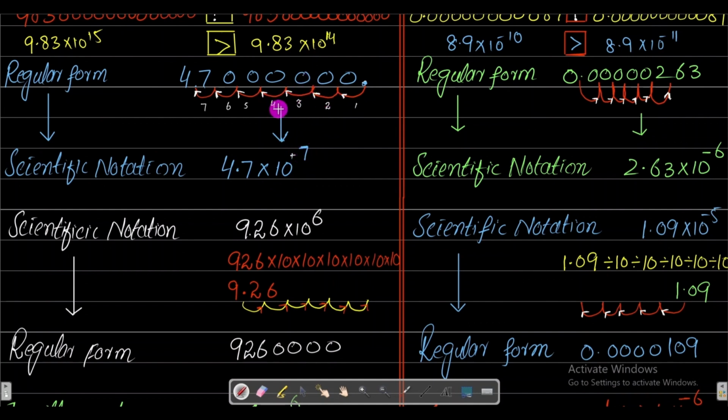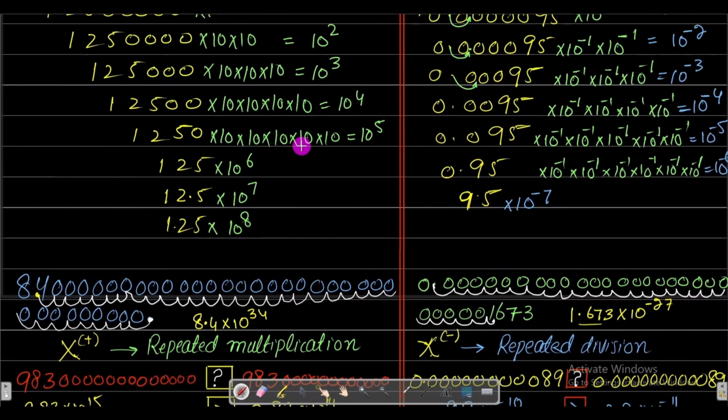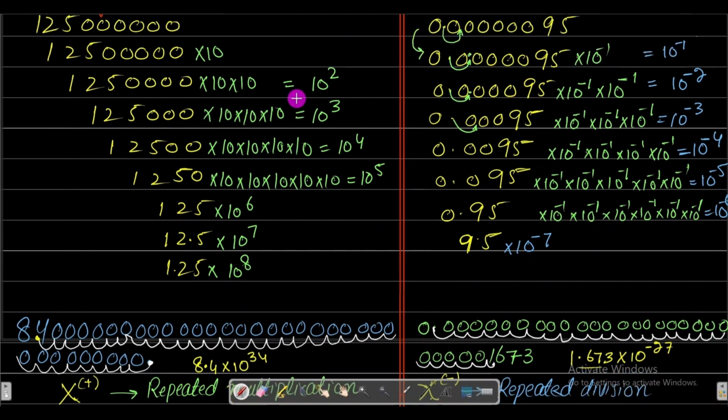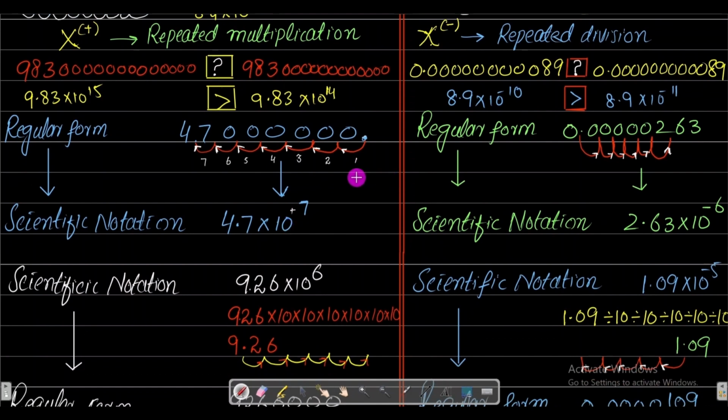Here we know that this plus actually represents the repetition of multiplication, and the repetition of multiplication is with the larger number. So here, how many steps have we taken to reach the point between the 4 and 7? These steps are 7. So we will write that number of steps in the exponent of this 10, and these are the non-zero digits. This is also called the mantissa.